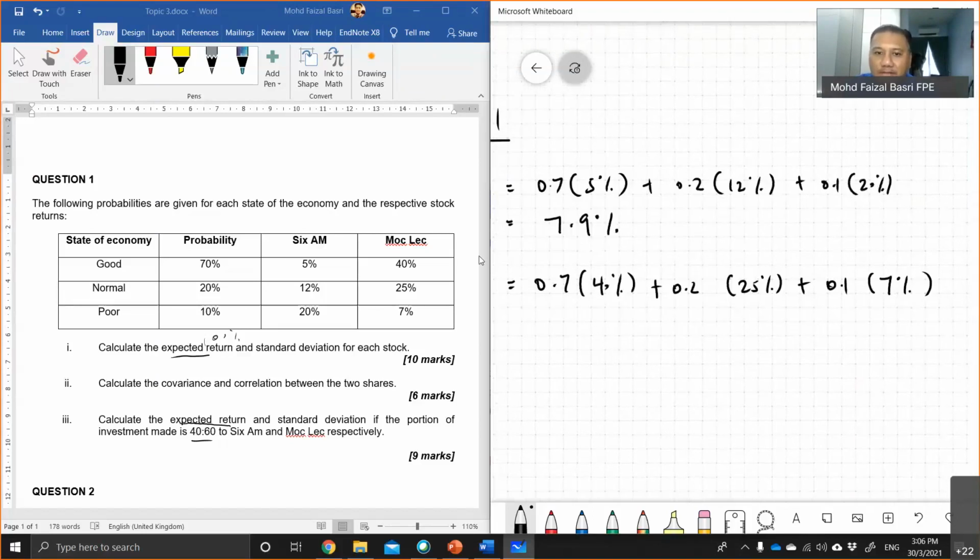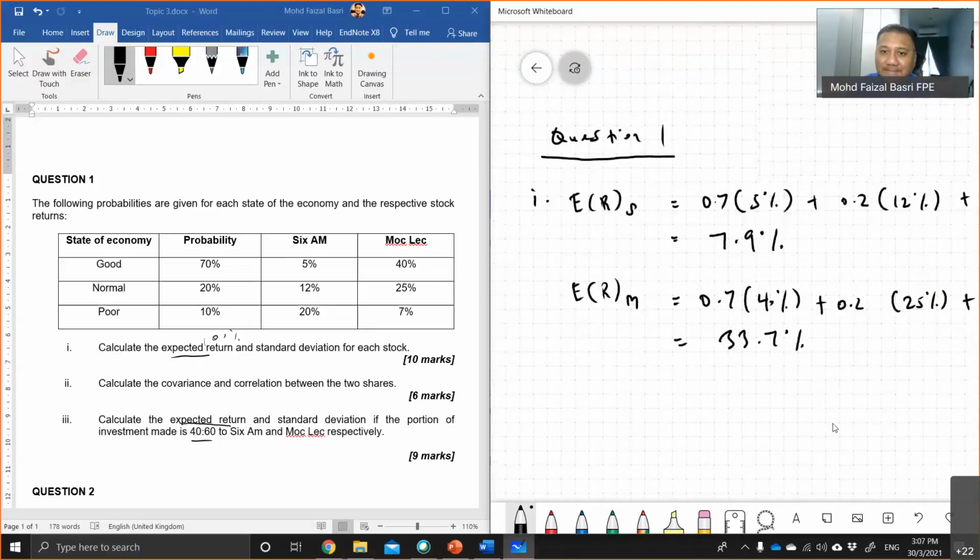Similarly, grab your calculator and calculate. 0.7 times 40% plus 0.2 times 25% plus 0.1 times 7%. So what do you get? 33.7. If you have a different answer, let me know, in case I calculated wrongly. Okay, 33.7%. So we've done our ER, expected returns, for each stock.